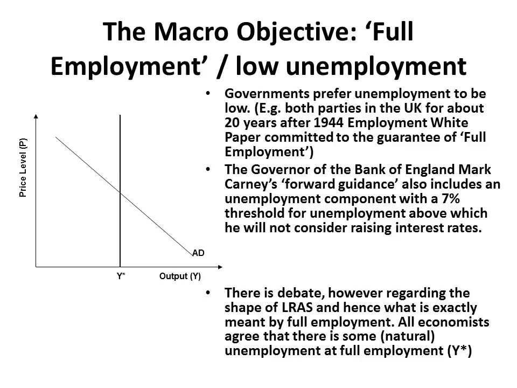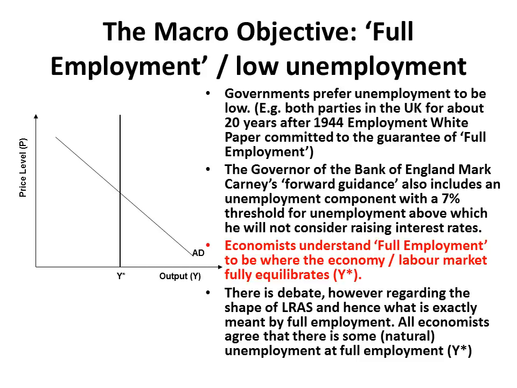The macro objective full employment is a difficult one to define. After all, economists understand full employment to be where the economy equilibrates, so where this Y star is the full employment level of national income. So what you need to draw on this is an aggregate supply curve and an aggregate demand curve shifting each way to understand inflationary and deflationary gaps.